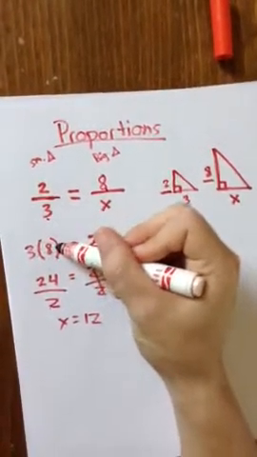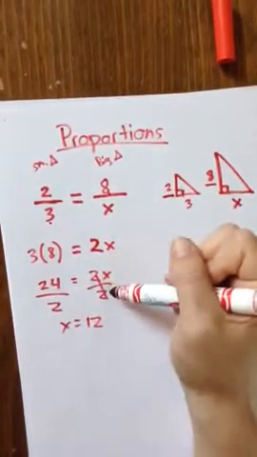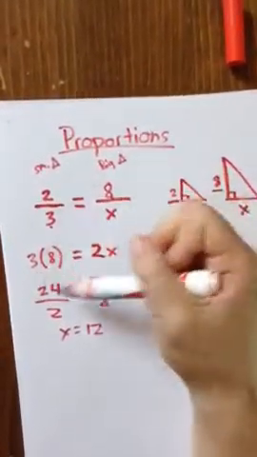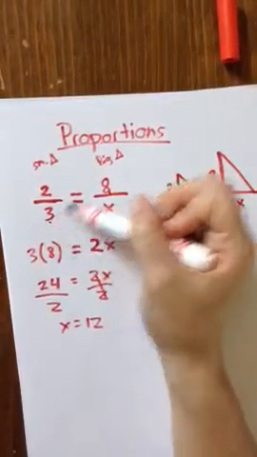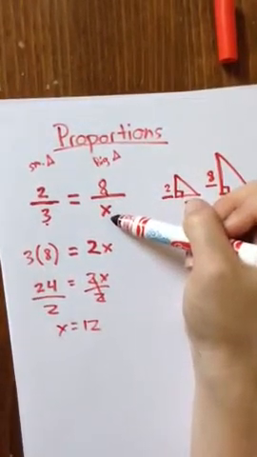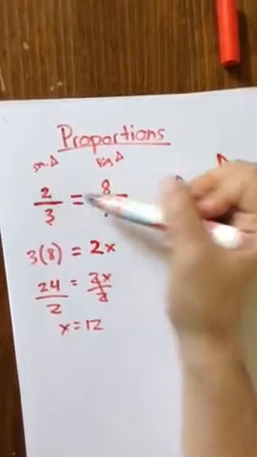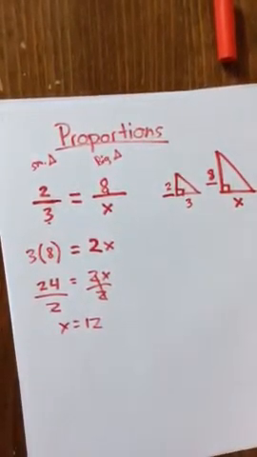So notice I multiplied 8 and 3, and then I divided by 2, which is, I can skip this part if I just memorize that I'm going to multiply the two numbers that are across from each other that don't have x, and then divide by the number that's across from x.